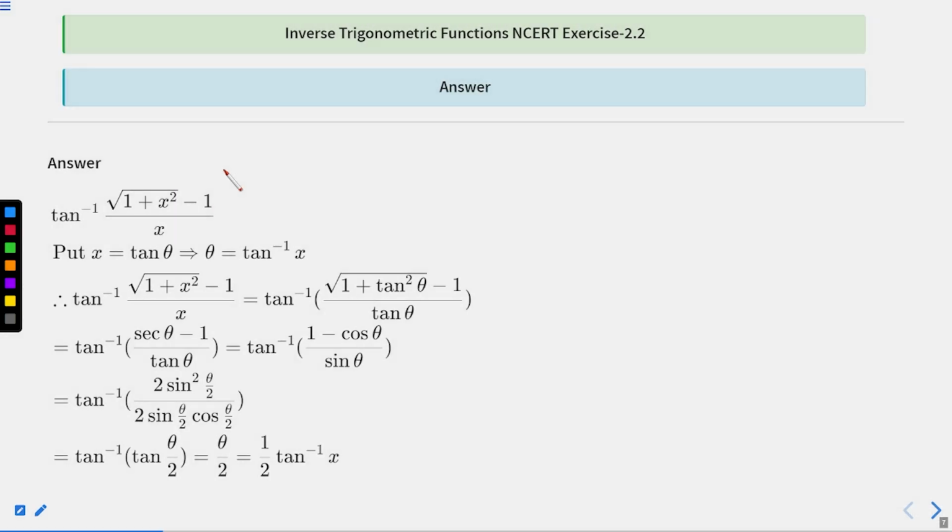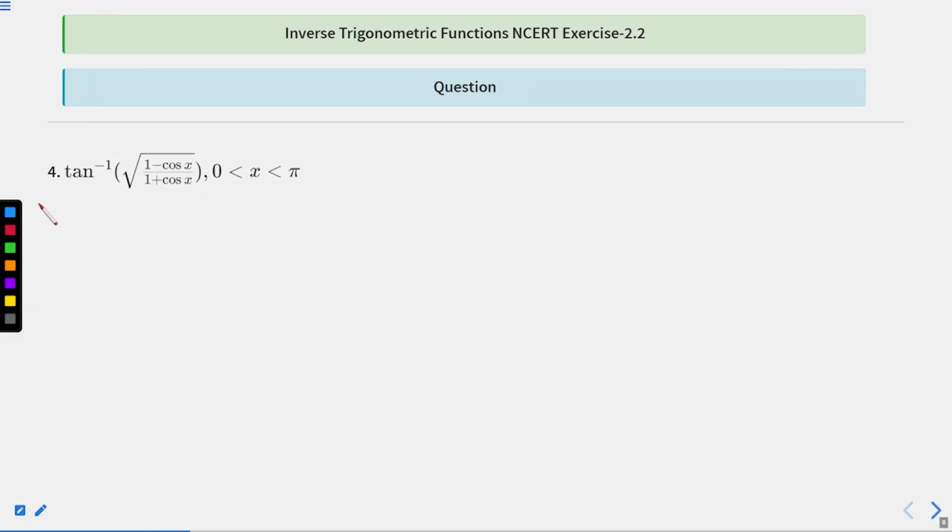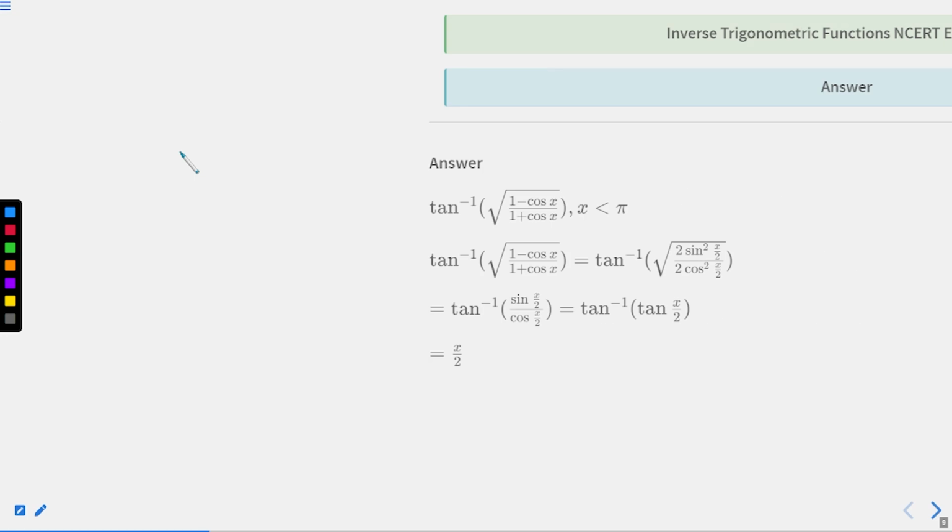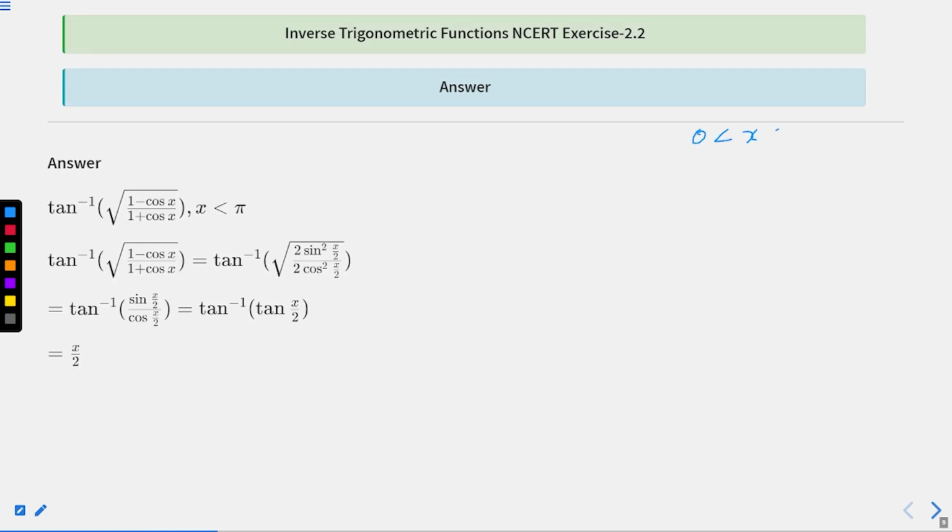Okay, let's move to the next. Question 4, this is the same question as before. We need to find the simplest form. How are we going to do that? Quite easy. The trigonometric functions are already used, so now just try to remove this root. How are you going to remove it? This information we are given.